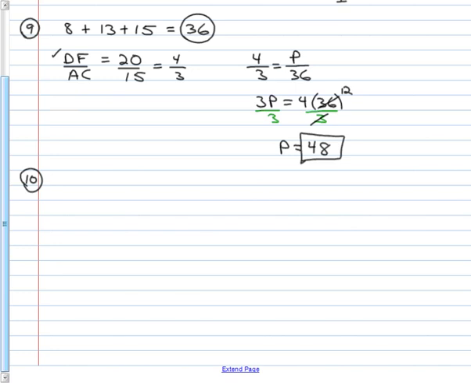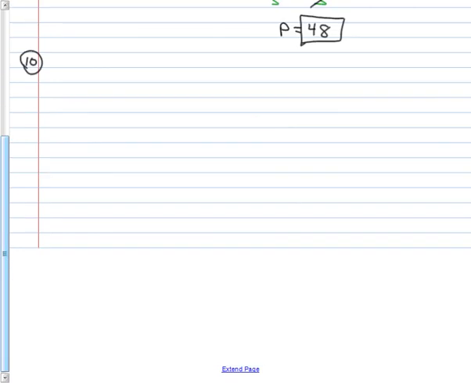Number 10. Let's get a picture. I think a picture is probably the easiest to help us do it. The last one I didn't draw a picture. Probably would have been a little clearer to see if I would have drawn a sketch. Triangle ABC. So I'm going to get a triangle ABC. There's my triangle ABC. It says it's similar to triangle JKL. So I've got another triangle.